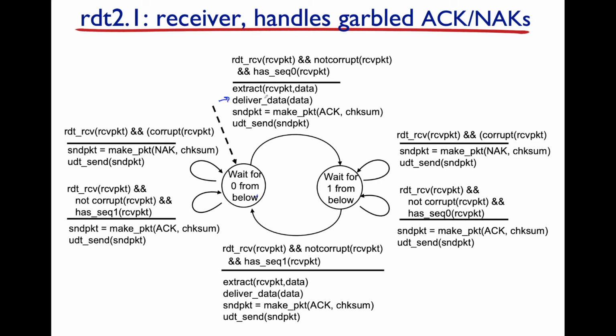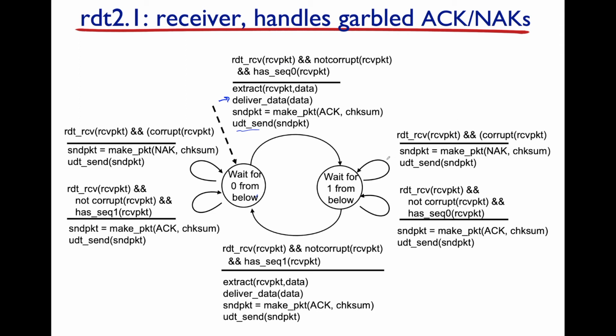You deliver the data, so the application layer above on the receiver side endpoint in this communication gets that message data. You make the ACK with a checksum to detect if it gets corrupted, and you do the UDT send, this unreliable send, to get this feedback back to the sender. So now you transition to waiting for packet with 1 from below. Now that you got 0, now you're waiting for 1.